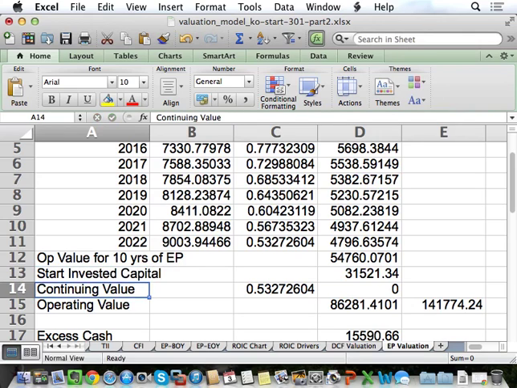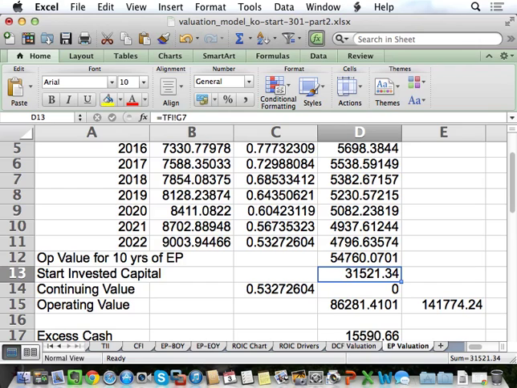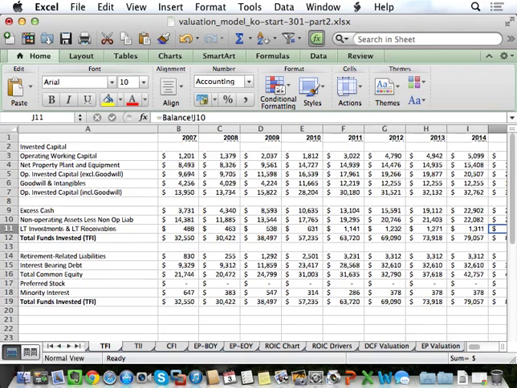Is the 2012 invested capital. So on the TFI, it's the 2012 invested capital. So that's what we started with based on the last reported year. So Coke has invested $31 billion and change. How much value did they add to get to their current share price? That's really what EP, or EVA as it's sometimes called, represents.